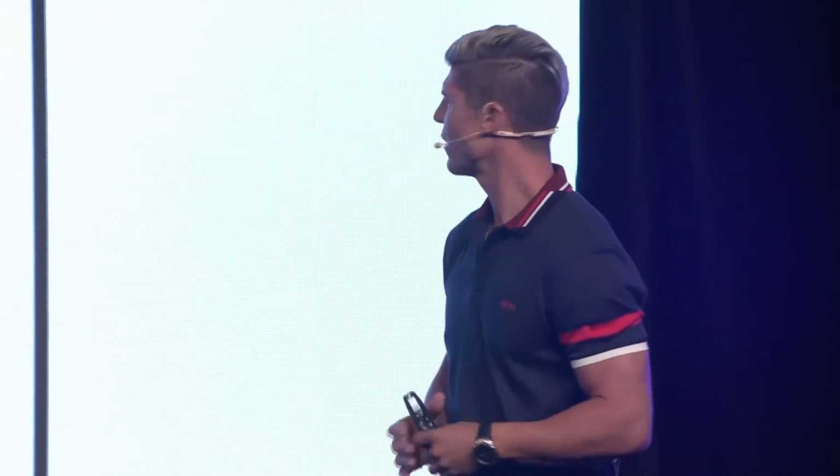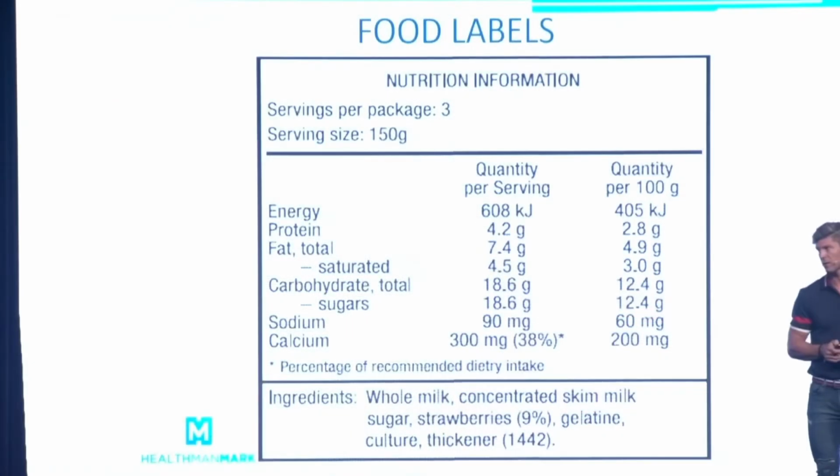Look at this food label, for example. We have two columns: a per 100 gram column and a per serving column. Every single product that's packaged will have a 100 gram column. That makes sense then to use that as your primary comparison between products.